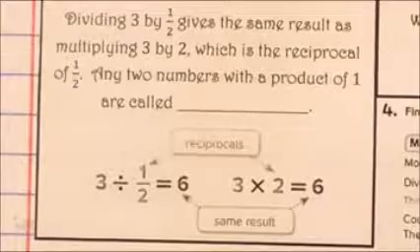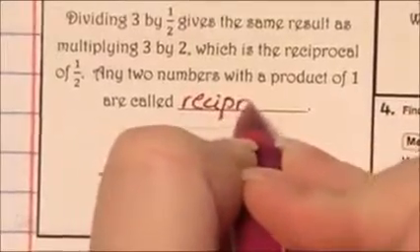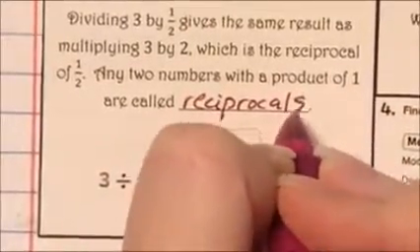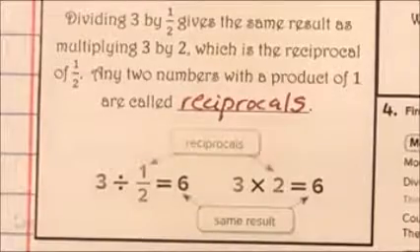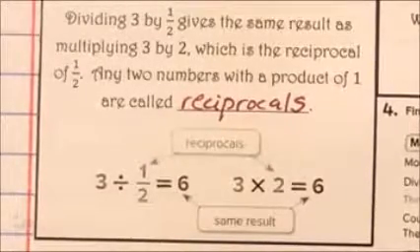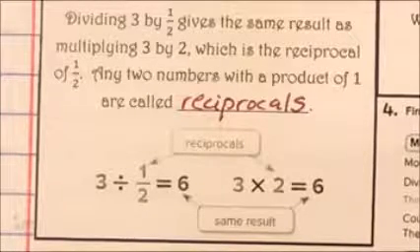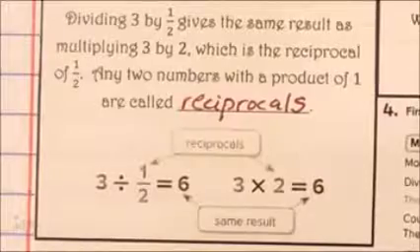Any two numbers with a product of 1 are called blank. In that blank, you're going to write reciprocals. So any two numbers with a product of 1 are called reciprocals. So 1/2 times 2, 1/3 times 3, 3 times 1/3, they're all reciprocals.